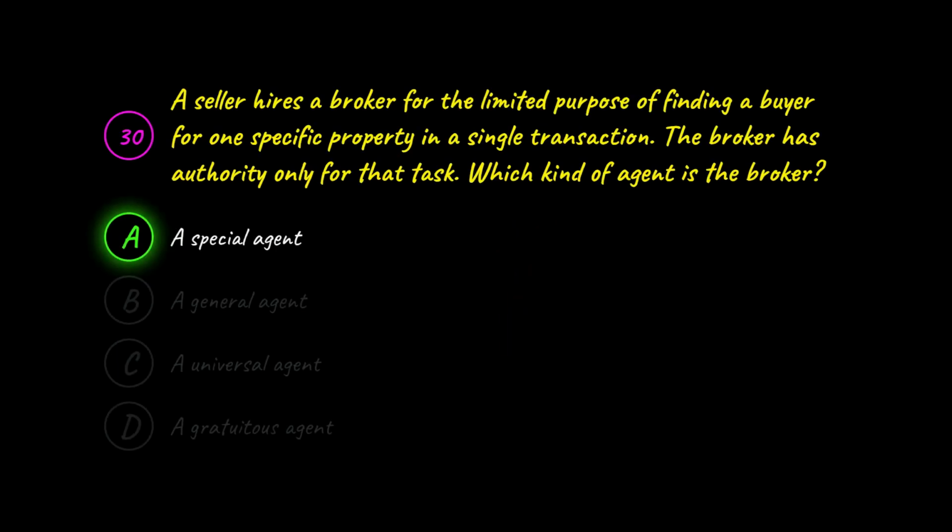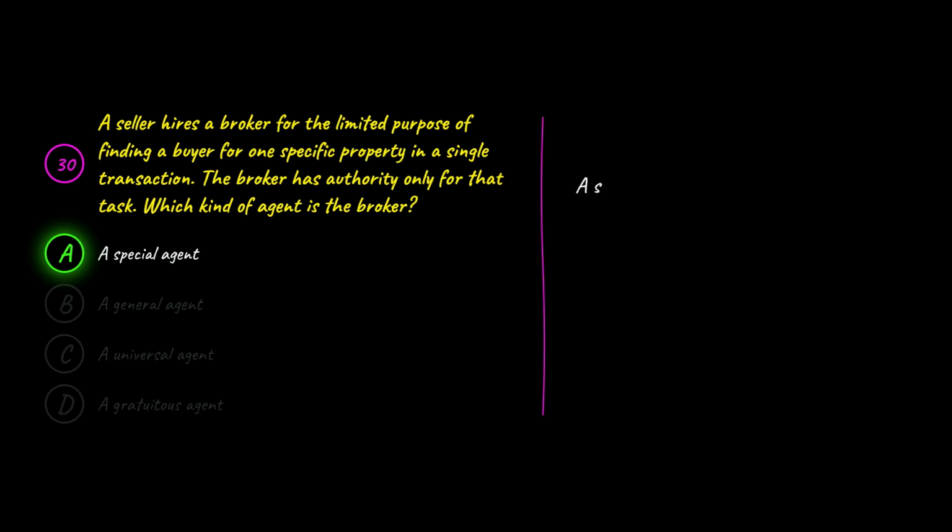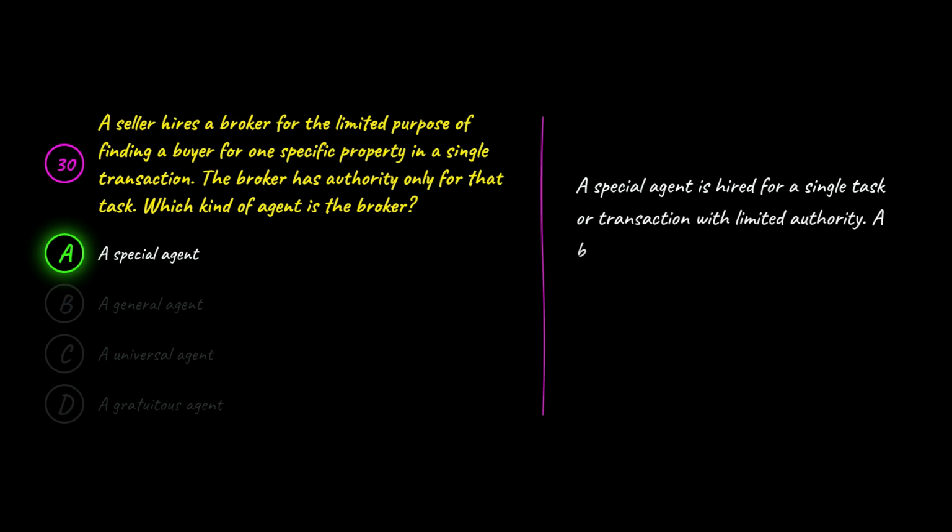The correct answer is A. A special agent. A is correct because a special agent is hired for a single task or transaction with limited authority. A broker engaged to sell one specific property acts as a special agent, empowered only to carry out that particular assignment.